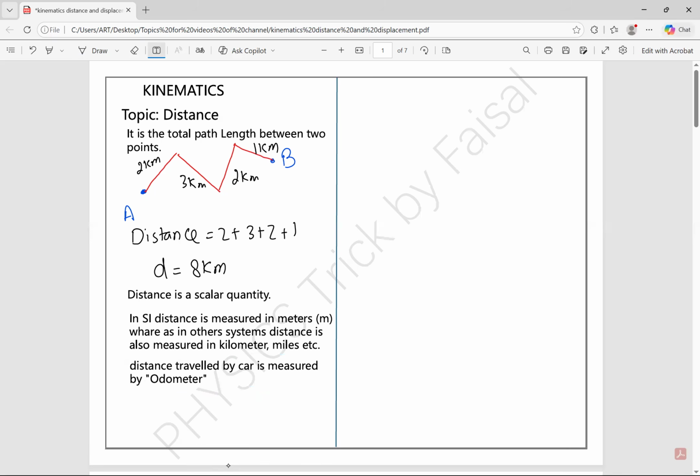So so far we have discussed the topic of distance, and in this topic we have defined the distance. It is the total path length between 2 points, and it is a scalar quantity, and it is measured in meters in System International, but in other systems, it can also be measured in kilometers, in miles. And if we want to check the mileage of the car or any other vehicle, or we want to check how much distance the car has traveled, we can check it by odometer.